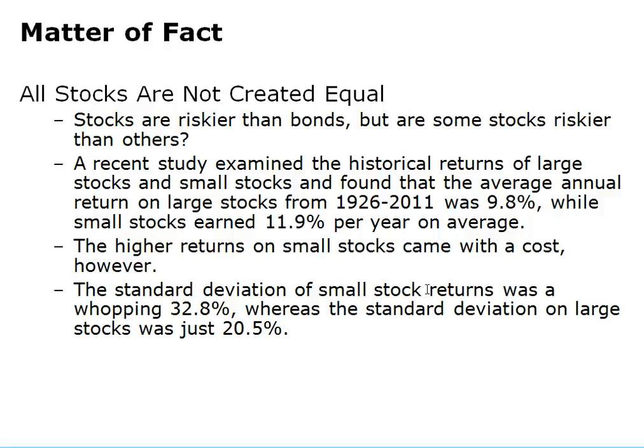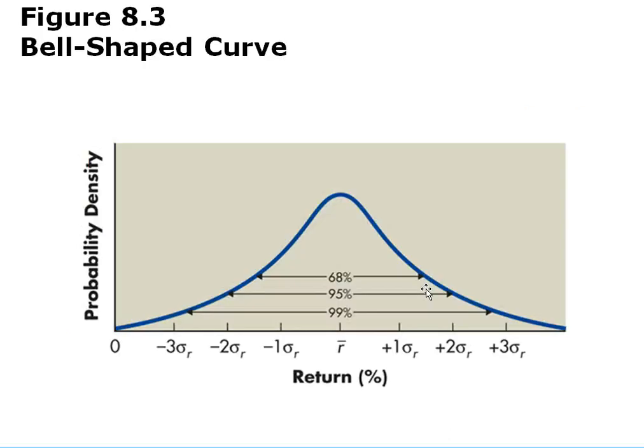The higher returns in the small stocks came at a cost, however, because the standard deviation in the small stocks was 32%, which was larger than the average standard deviation of large stocks, which was 20%, almost 12% larger. So smaller stocks had a higher standard deviation, and they were riskier than larger stocks, but they had a higher return. Here is what we call a bell-shaped curve.